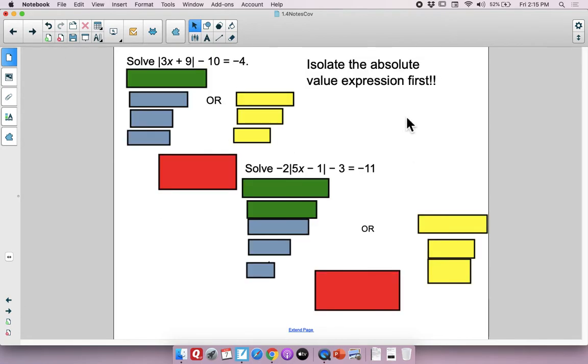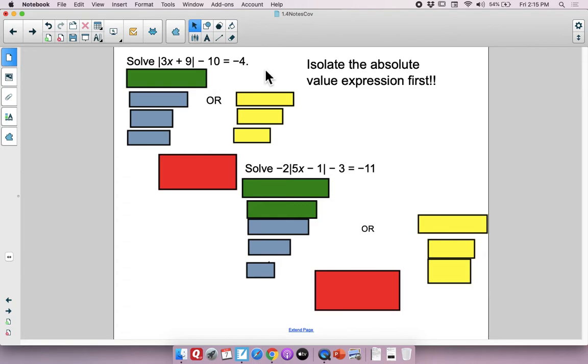Okay. All right, we're going to step it up like a half notch here with this next one. It says solve the absolute value of 3x plus 9, minus 10, equals negative 4. And then there's a hint over here. Isolate the absolute value expression first. So notice this absolute value expression is not isolated, right? There's this negative 10 constant on this side. So you want to get rid of that first. How would you do that? Right, you'd add 10 first. Okay, give that one a shot.